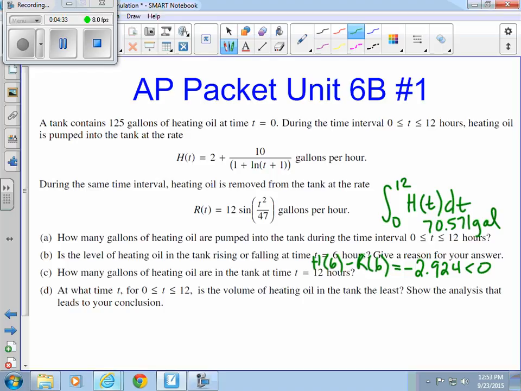What's our explanation there? I don't have enough room to write it, but what is our explanation? A reason for your answer, which that's a big part of it. Good, more is being removed from the tank at that time than added to the tank at that time. Did everyone now get the t-shirt form? Who wanted it?